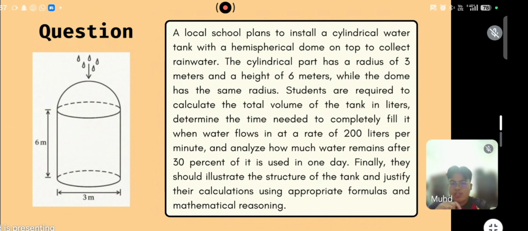So the students are required to calculate the total volume of the tank in liters, determine the time needed to completely fill it when water flows in at a rate of 200 liters per minute, and analyze how much water remains after 30% of it is used in one day. Finally, they should illustrate the structure of the tank and justify their calculation using appropriate formulas and mathematical reasoning.